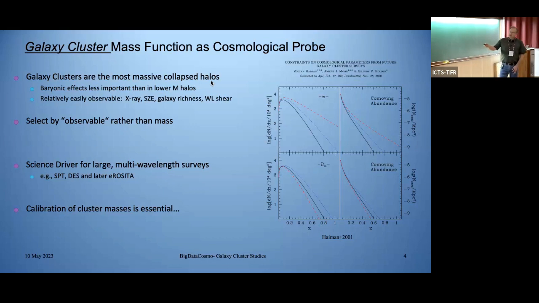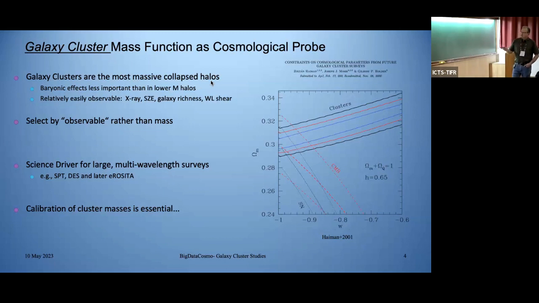And here is omega matter, which also is very sensitive. And these are plus or minus 10% effects. Anyway, this was a basic science driver for SPT. And then once SPT was funded for DES, it was a large driver for DES, and of course later for eROSITA. What I'm going to try to keep emphasizing throughout the talk is that the calibration of cluster masses is essential. And so for these modern surveys with the weak lensing data, there are really new opportunities in this experiment.